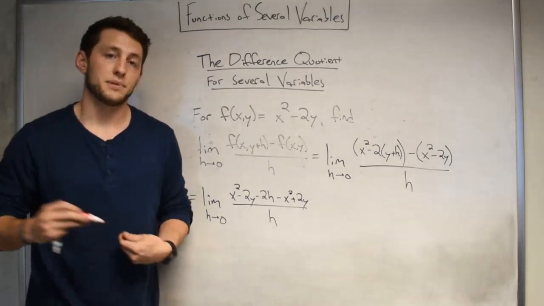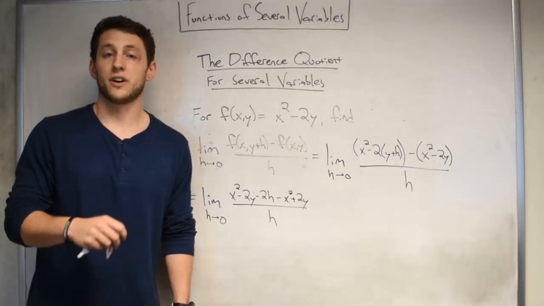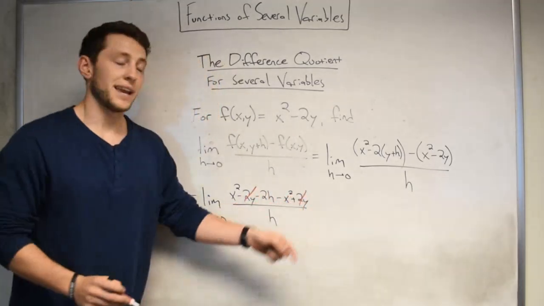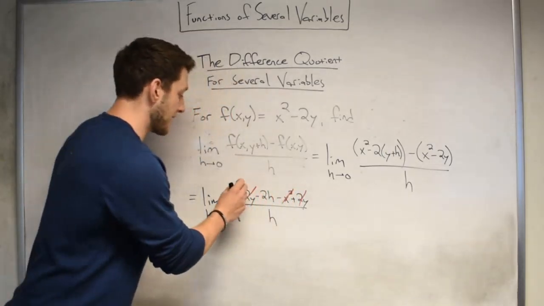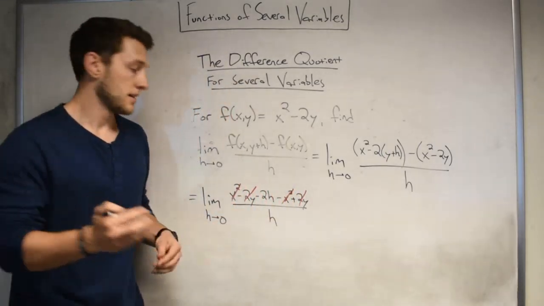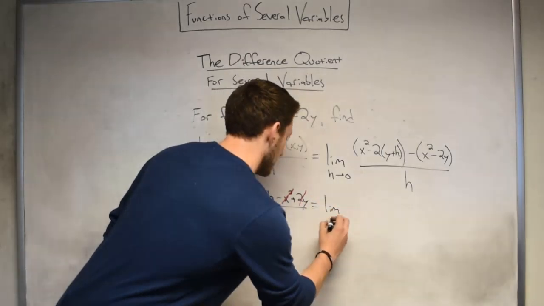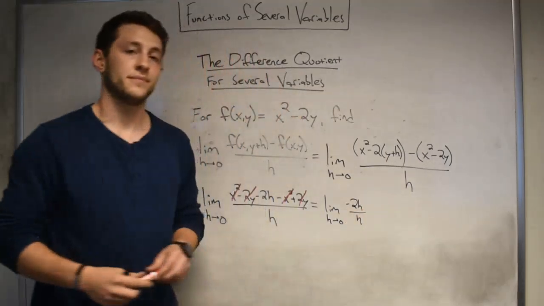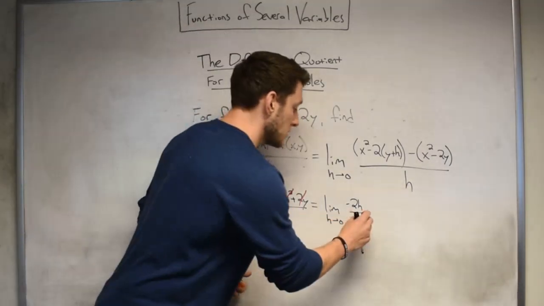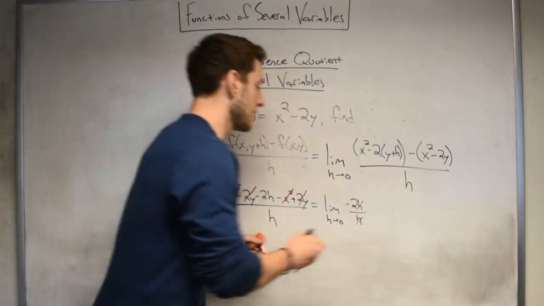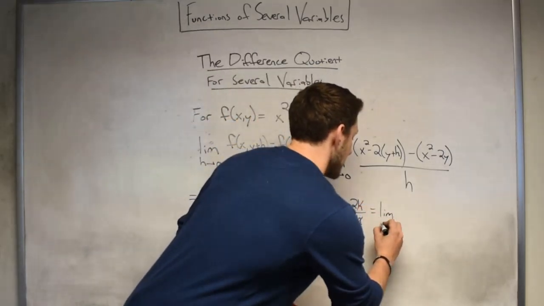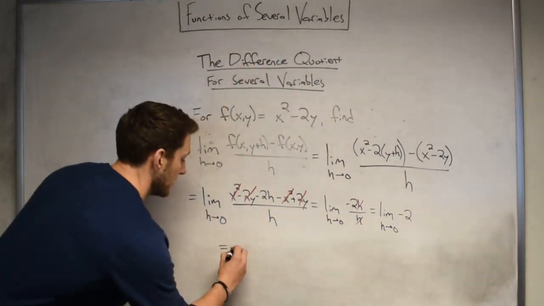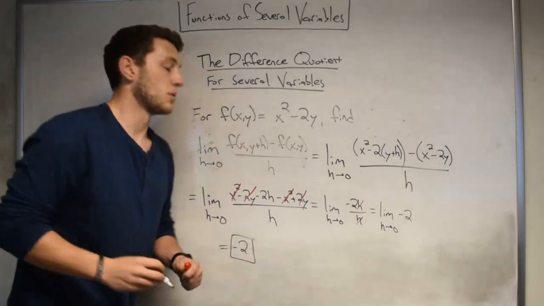Now notice the magic happened. Just like the regular difference quotient from functions of one variable, a lot of cancellation should happen. The minus 2y cancels out with the plus 2y, and the minus x squared cancels out with the plus x squared, leaving me with just the limit as h goes to 0 of negative 2h divided by h. Before taking the limit, we notice that the h's cancel, leaving me with the limit as h approaches 0 of just the constant negative 2, which as typical equals negative 2.